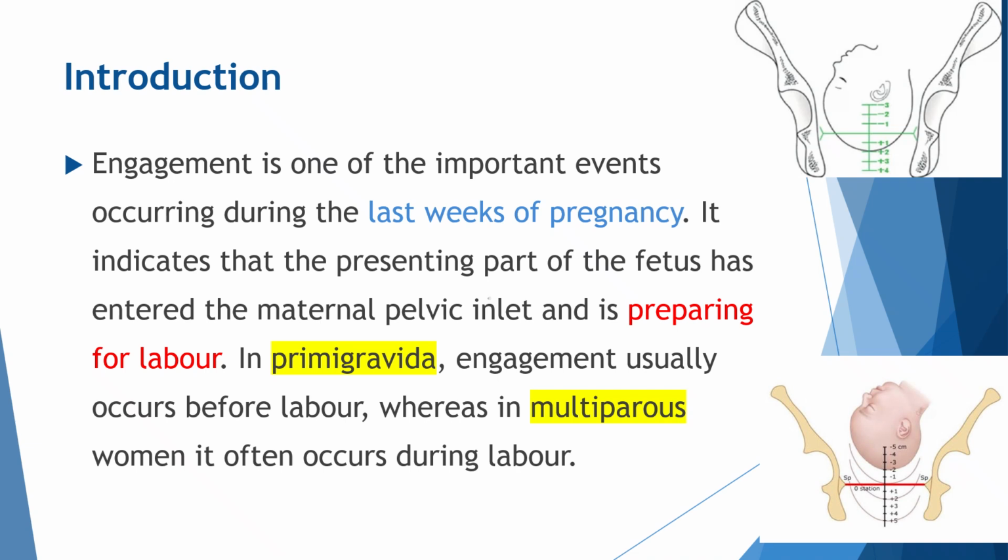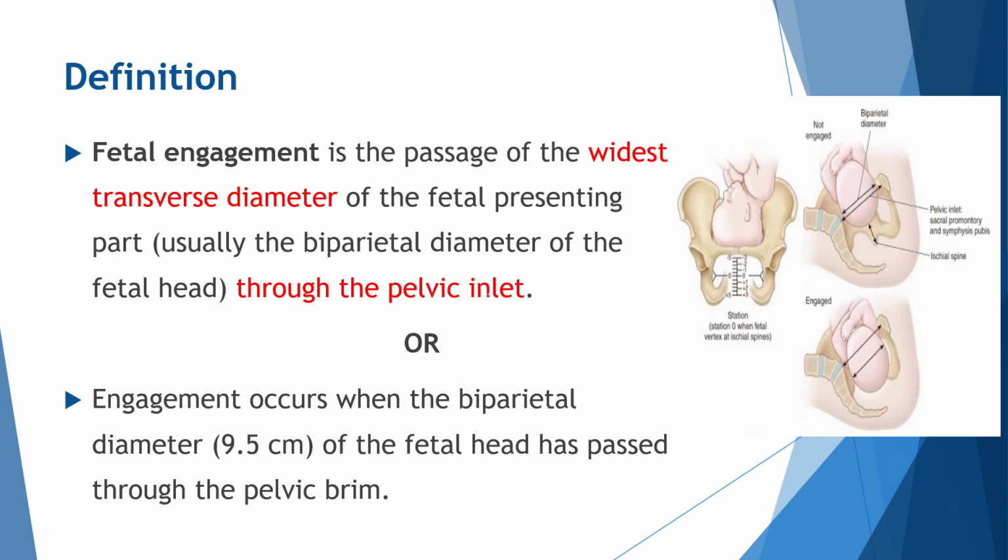Now let us learn about fetal engagement in detail. Fetal engagement is the passage of the widest transverse diameter of the fetal head, called the biparietal diameter, through the maternal pelvic inlet. In simple words, engagement means the baby's head has entered the mother's pelvis and is ready for labor. The biparietal diameter measures about 9.5 centimeters. When this diameter passes through the pelvic brim, the fetal head is said to be engaged.